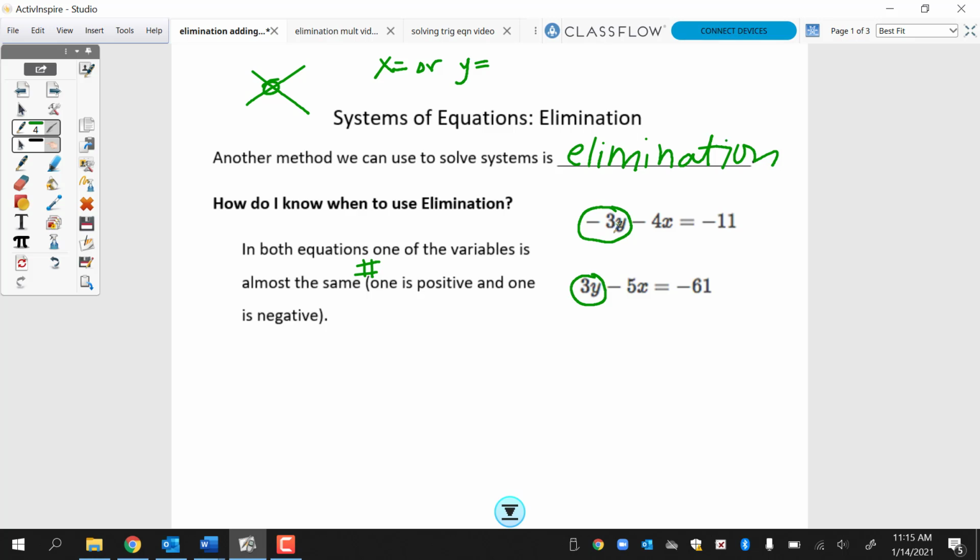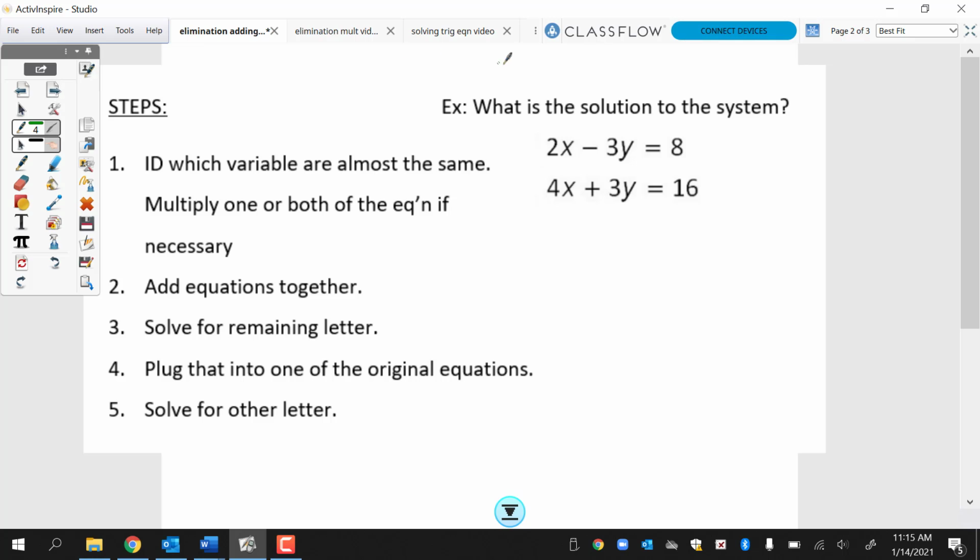Because what we're trying to do is eliminate either both of the y's or both of the x's, and when the numbers are the same, that's how we get that to happen. So let's actually see an example. It says, what is the solution? So we're going to identify which one has it almost the same. So if I look at this one, my x numbers are a 2 and a 4. Obviously, those are not the same number. So then I got to look at the y numbers. My y numbers are -3 and +3. Those are almost the same, so yay.